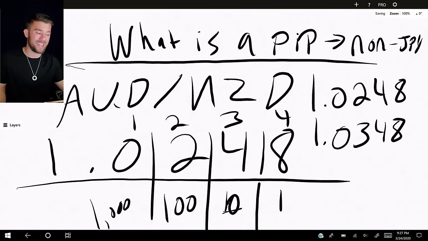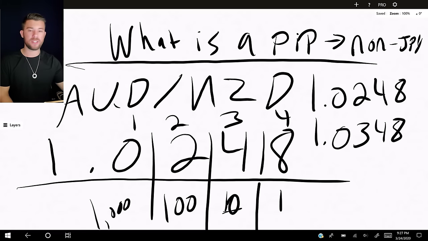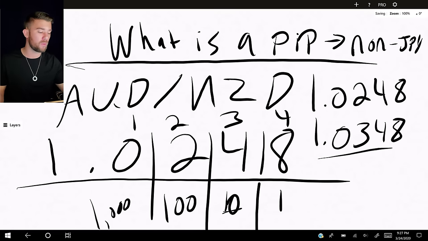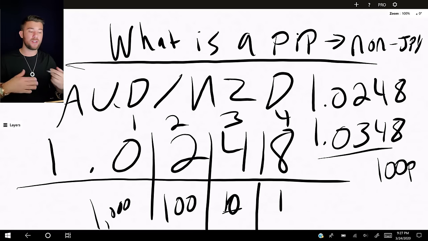But in this case of the Aussie New Zealand from 1.0248 to 1.0348, which one of these numbers changed? It wasn't our ones at all, was it? Our ones was an 8, it's still an 8. It wasn't our tens, it was a 4, it's still a 4. Was it our 100s? It was a 2, it is a 3. So therefore, this market moved 100 pips. Going from 2 to 3 would mean that we moved a total of 100 pips here on the Aussie New Zealand.